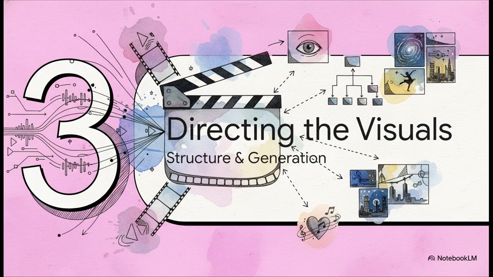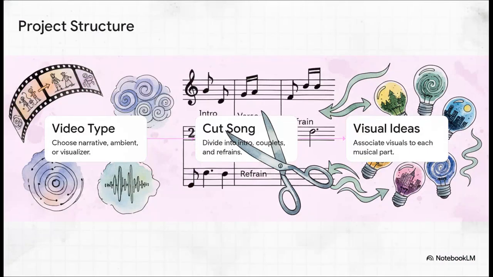Section 3. Directing the visuals. Structuring and generating. So, before you go generating a single frame of art, you have to remember that a true director structures their vision first. Think of this as a three-step process. Step 1, decide on the type of video you're making. Is this a narrative clip with a beginning, middle, and end, an ambient video, or just a cool visualizer?